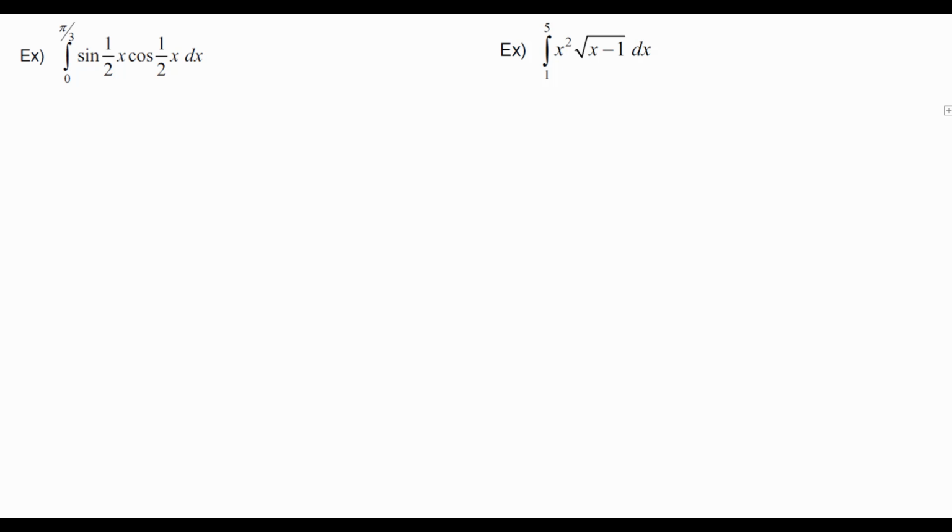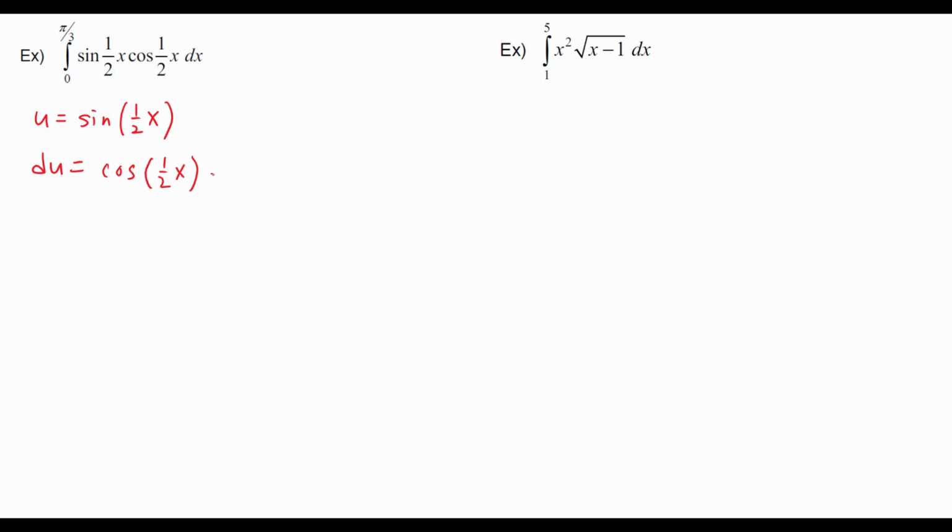Let's do a couple more practice. I have an integral from 0 to pi over 3 of sine half x cosine half x. Since the derivative of sine is cosine and the derivative of cosine is negative sine, it doesn't really matter which one you call u. But since I don't want to create a negative 1 in there, I'm just going to let my u be sine of 1/2 x. Then my du is, derivative of sine is cosine of 1/2 x.